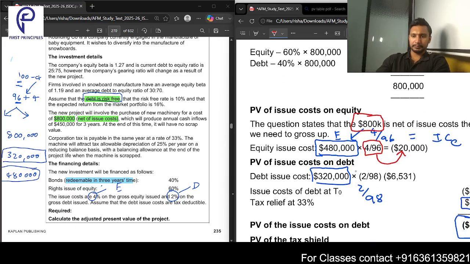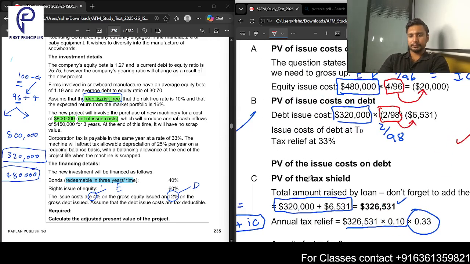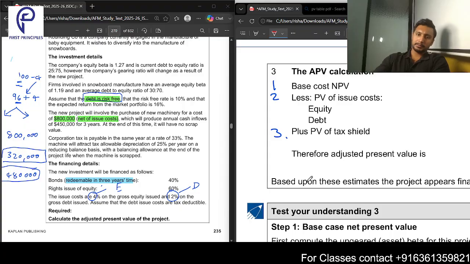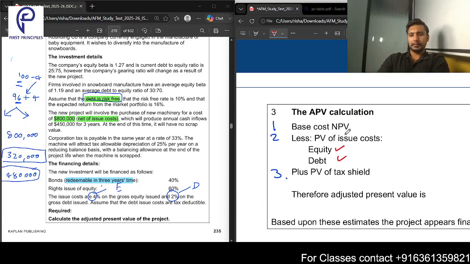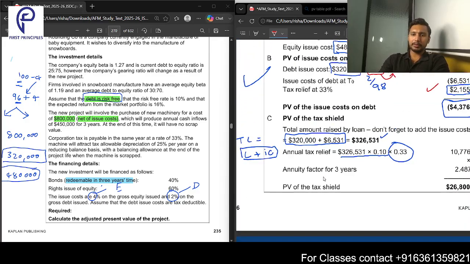So once you find the debt issue cost, you have tax relief on that. So on that you have to calculate tax to arrive at the present value of the issue cost on debt. Then you will get the tax. So you have to deduct the tax from the issue cost to get the present value of the issue cost. Okay, perfect. Now coming to the tax shield here, how have we gone about the tax shield?